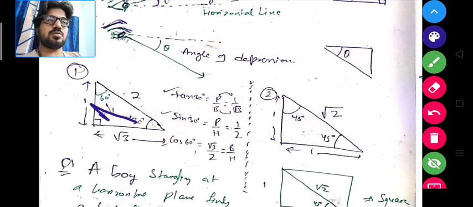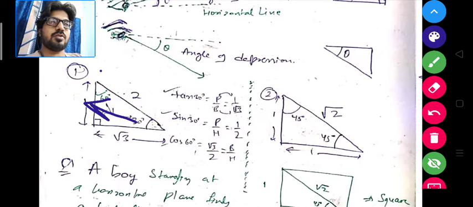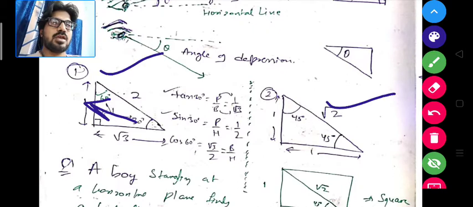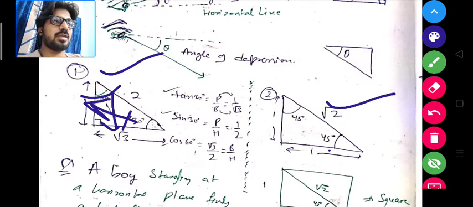This side is 1. Just follow these two triangles very carefully. When you have 60 degree here, you will have perpendicular as root 3. I have told you that perpendicular or base is in reference with the angle we take.